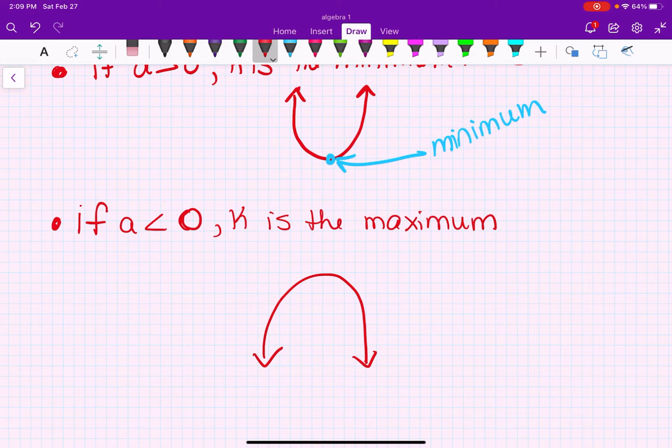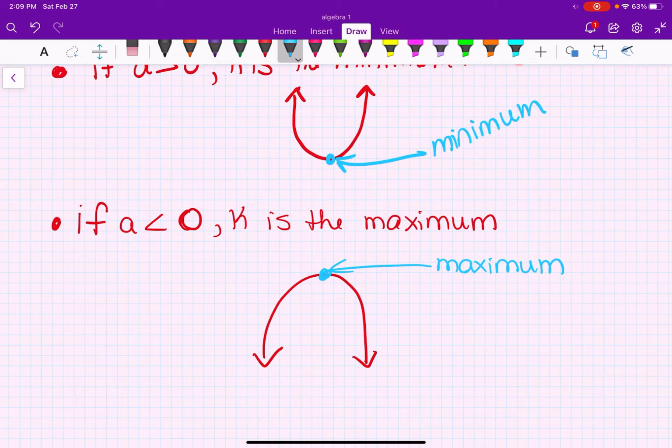Okay? So it opens down, making our vertex a maximum. And all of this is stuff we did already in Algebra 1. But I'm about to add a second piece to this. This is where we're heading to Algebra 2.